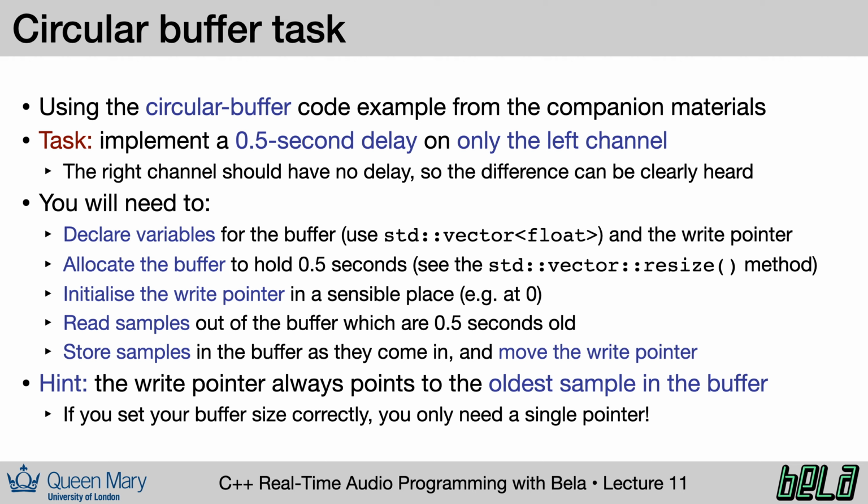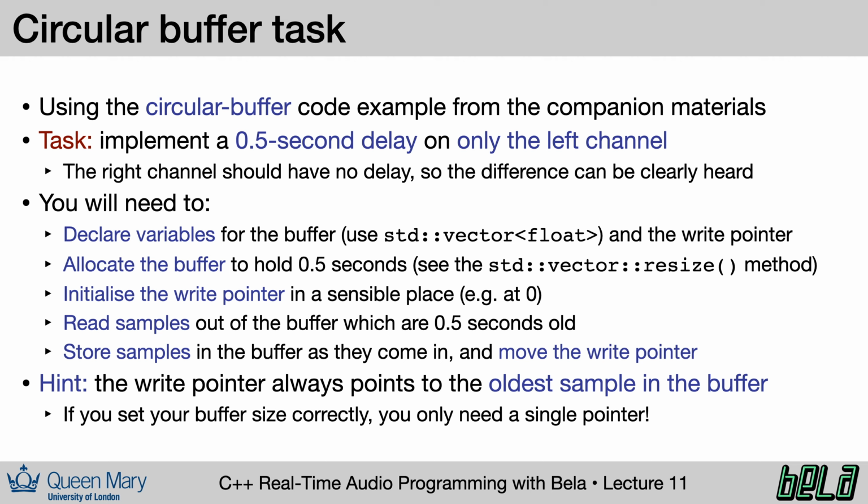This brings us around to the first of several Bela coding tasks for this lecture. In this task, I want you to implement a half-second delay using the template project called Circular Buffer. This code is set up so that the input signal is written to the left channel and the output signal is written to the right channel so that it's very easy to hear if the delay is taking place or not. You're going to need to do several things in order to implement this code.